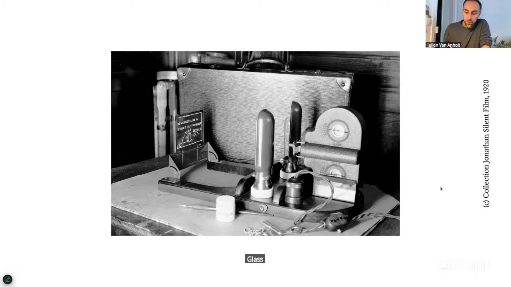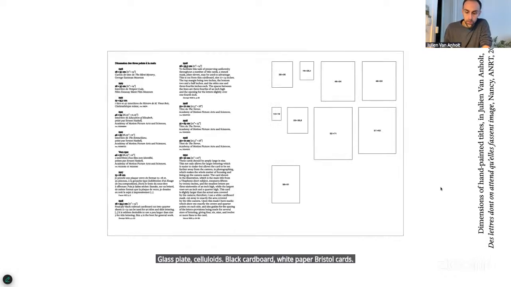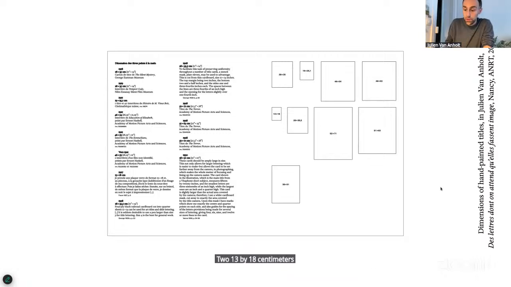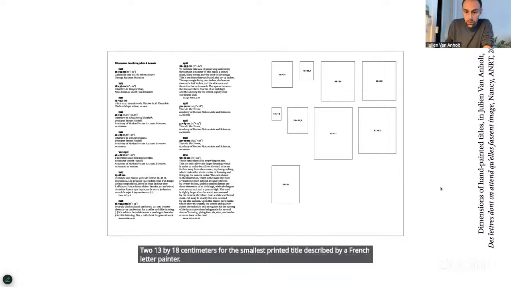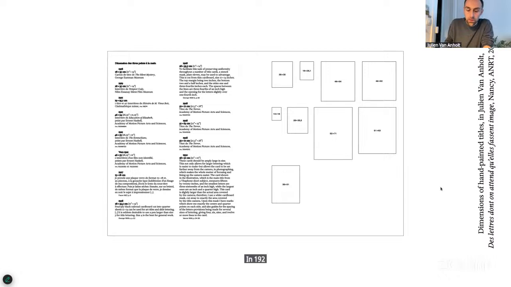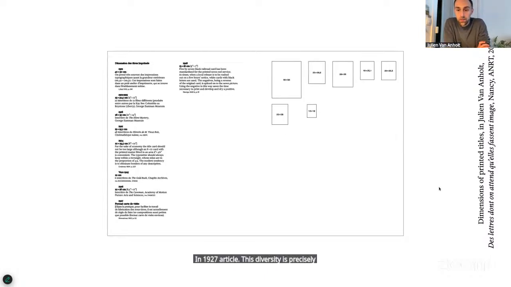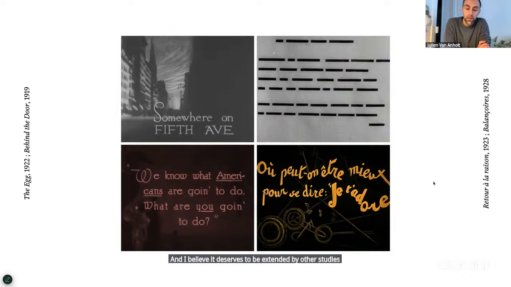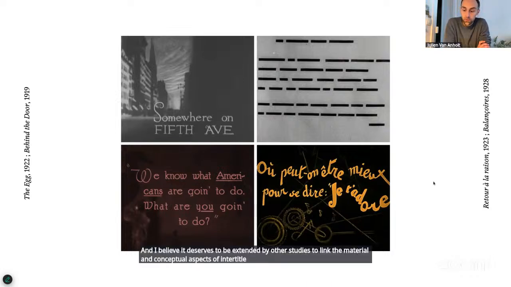Glass plate, celluloid, black cardboard, white paper, Bristol cards, and last but not least, the formats varied widely, from 52 by 71 centimeters for the largest hand-painted title, dated 1928, to 13 by 18 centimeters for the smallest printed title, described by a French letter painter in a 1927 article. This diversity is precisely what makes these research topics so rich, and I believe it deserves to be extended by other studies to link the material and conceptual aspects of intertitles, as I've tried to do so far.